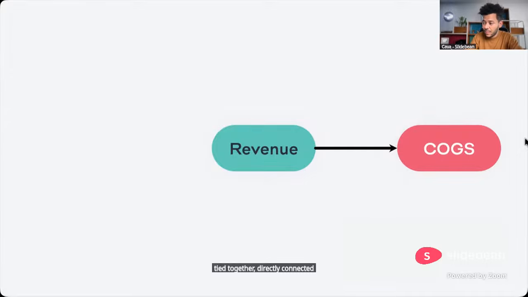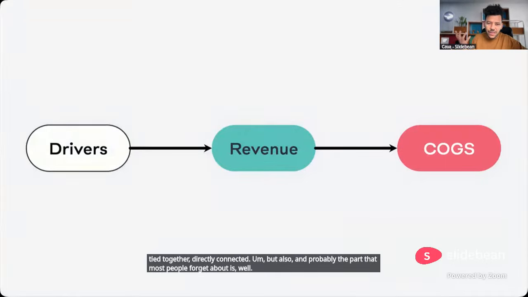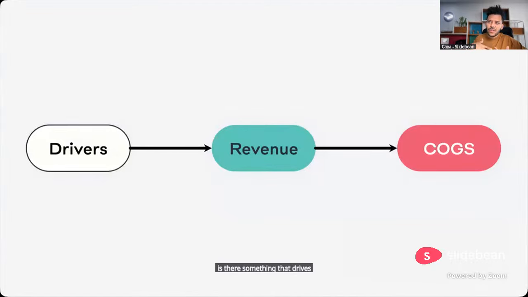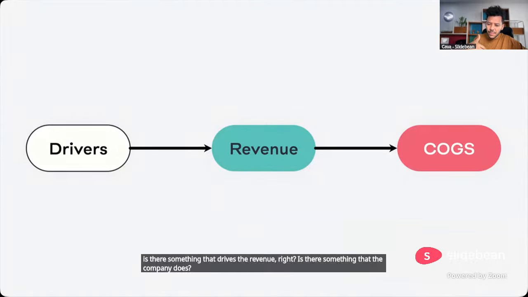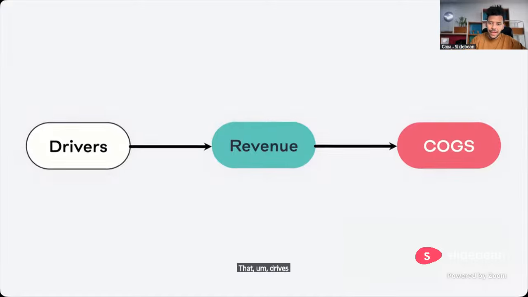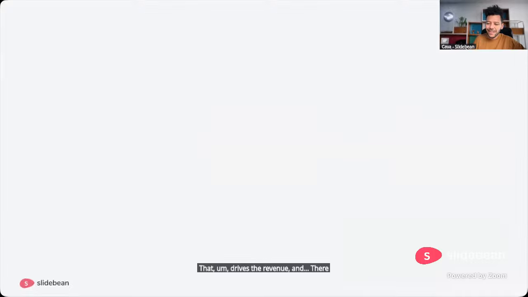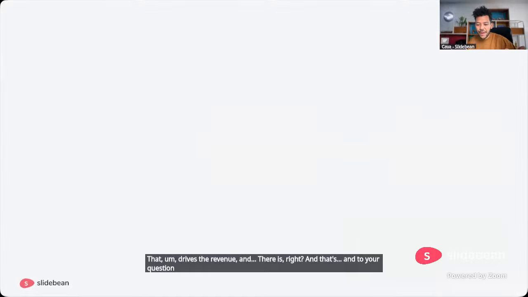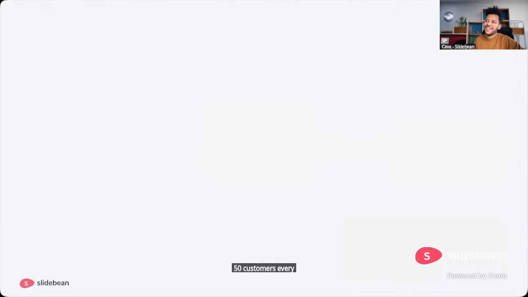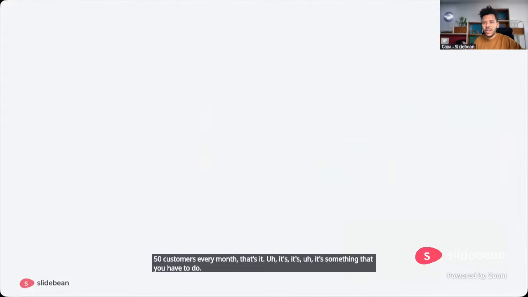But also, and probably the part that most people forget about, is there something that drives the revenue, right? Is there something that the company does? There's some activity that the company does that drives the revenue, and there is, right? And to your question, how can we minimize this mistake? That's exactly the way you solve this. It's understanding that revenue is not an input. Revenue is not 50 customers every month. That's it. It's something that you have to do first in order to convert that revenue.